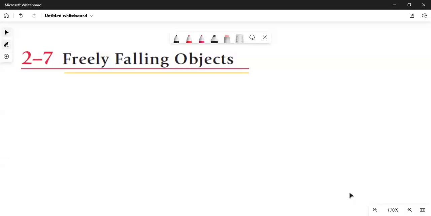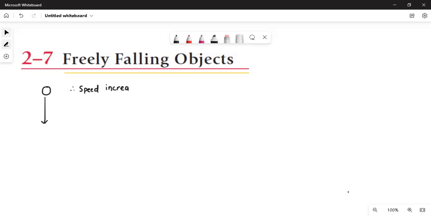Okay, let us go for lesson number 27. Lesson number 27 is about freely falling objects. The first thing that we need to remember is whenever an object moves downward, for example, this is an object. As it is going down, what will happen? The first thing is speed increases at a constant rate.